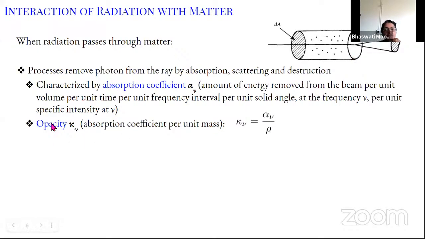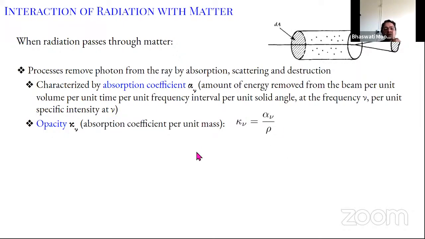Another way of describing the absorption effects, or the reduction that the material causes to the radiation passing through it, is in terms of opacity, which is basically the absorption coefficient per unit mass. So this alpha nu has a unit of centimeter inverse, 1 over centimeter, and the opacity is this divided by rho. So this is basically centimeter squared per gram.